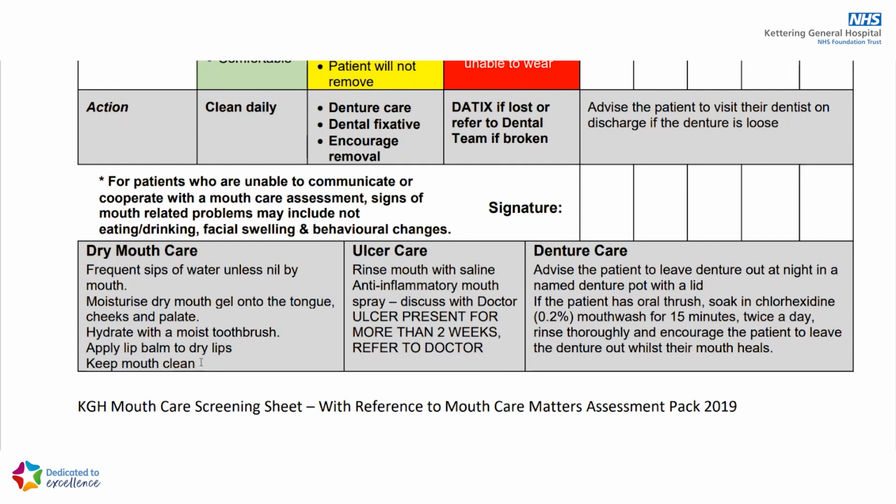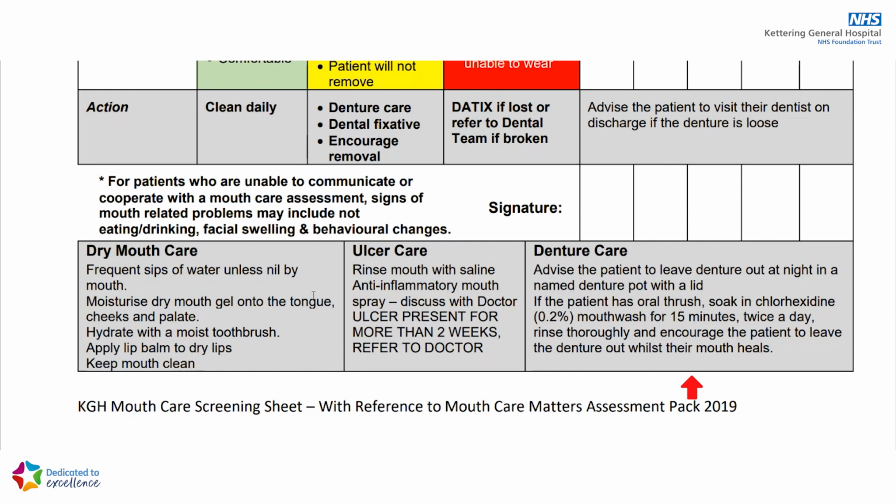So the action you need to take for patients that need dry mouth care: offer frequent sips of water unless they're nil by mouth. Moisturise the dry mouth by putting the gel onto the tongue, cheeks and palate. Hydrate with a moist toothbrush. Apply lip balm to dry lips and keep the mouth clean. For patients that have or require ulcer care, we advise that you rinse the mouth with saline, use anti-inflammatory mouth spray, and discuss with the doctor if the ulcer has been present for more than 2 weeks.